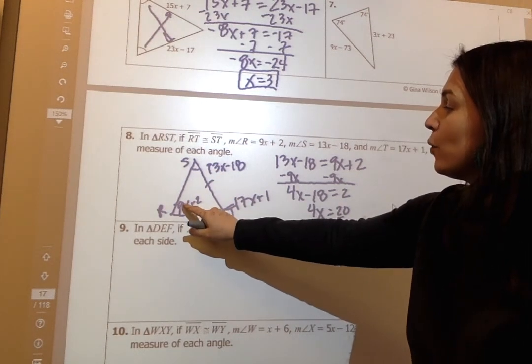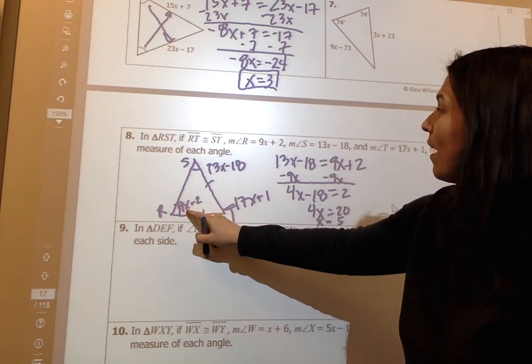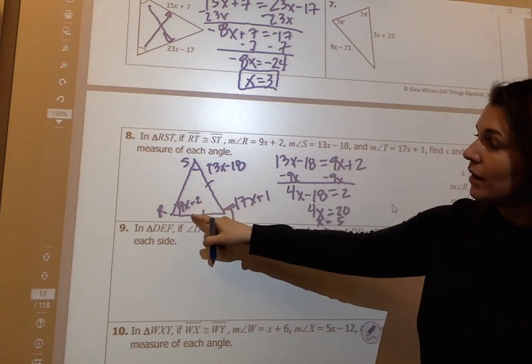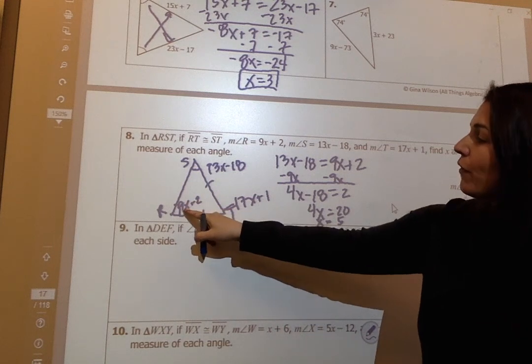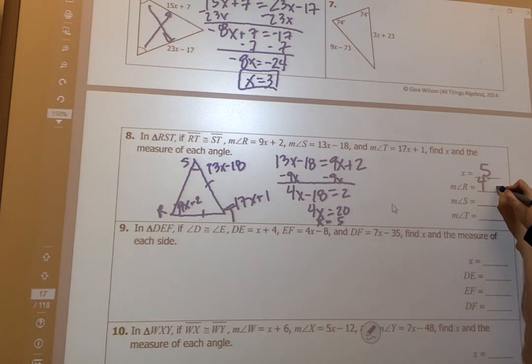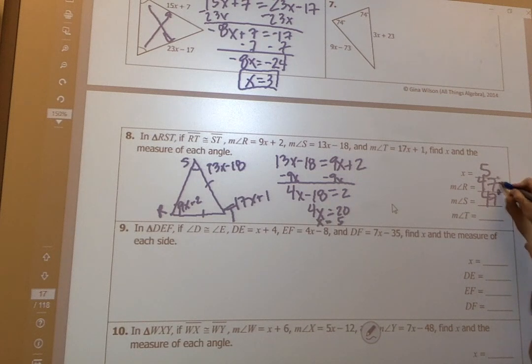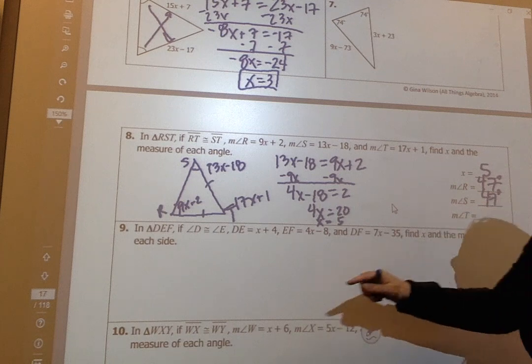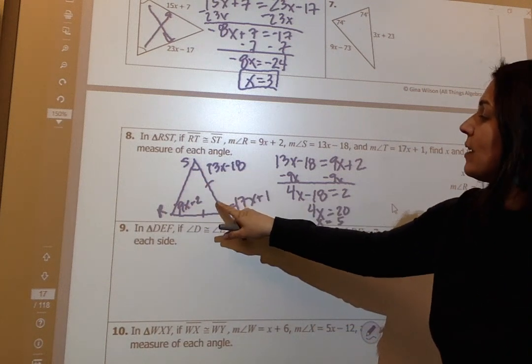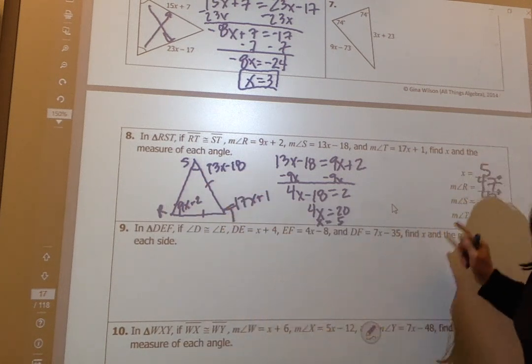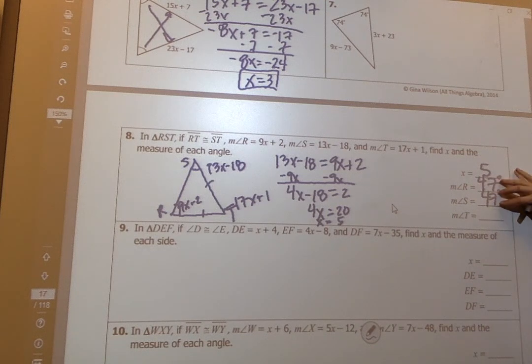9 times 5 is 45. 45 plus 2 is 47. So if angle R is 47, that makes angle S 47 degrees. And I know that there are 180 degrees in a triangle, so 47 plus 47 plus angle T equals 180. And so together, this is 94. 180 minus 94 is going to be 86 degrees.